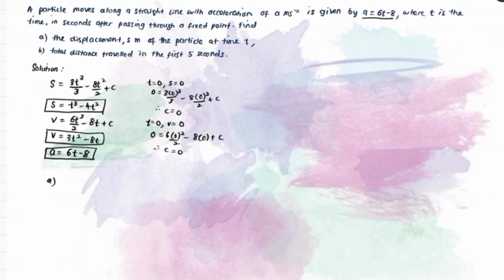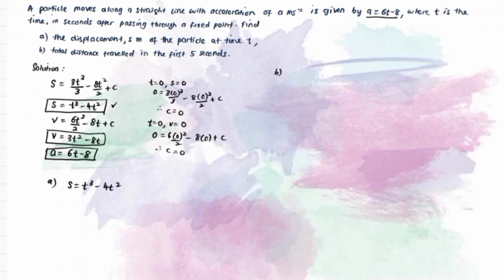We have found the displacement, velocity and acceleration functions. Let's answer the question. So A, the displacement of the particle at time t. The answer is S is equal to t cubed minus 4t squared. B, total distance traveled in the first 5 seconds, meaning that the question wants the total distance traveled by the particle from t0 to t5.